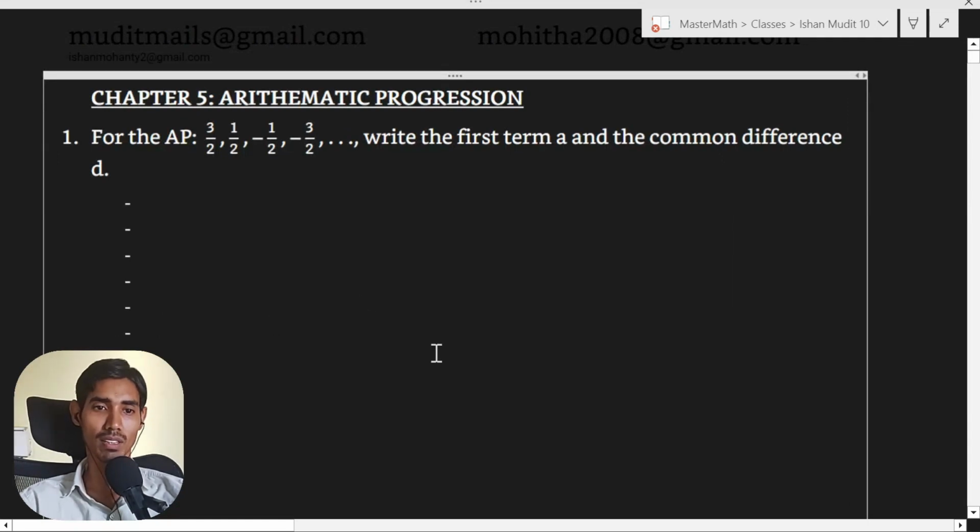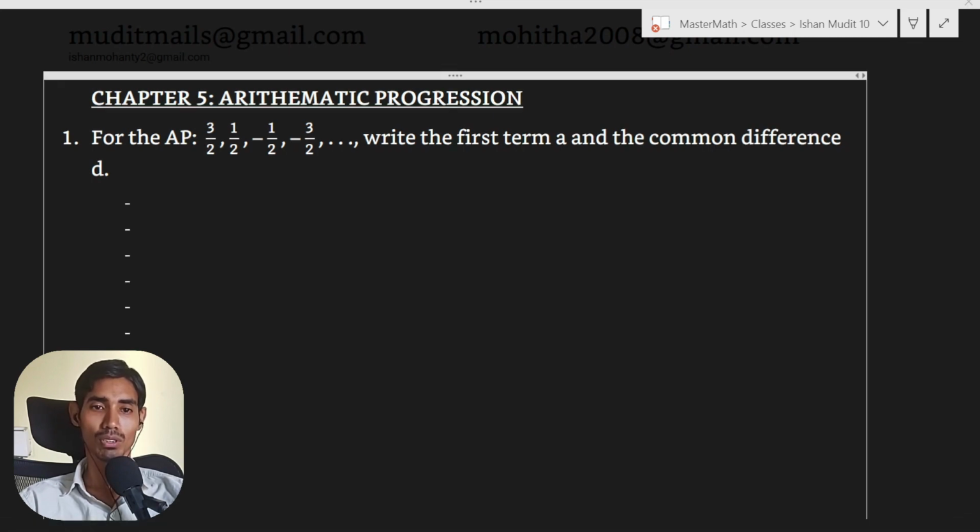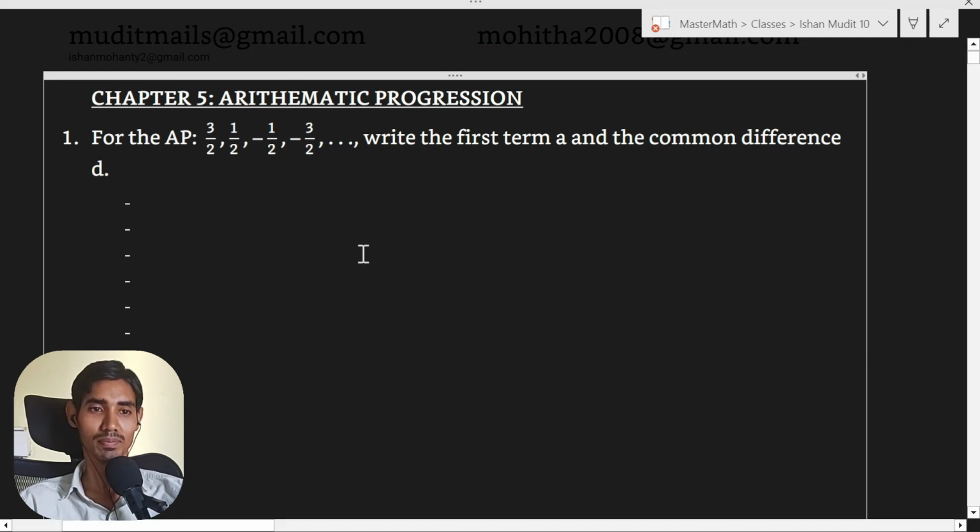So I think you can tell it orally also. Just a moment. So this is an AP: 3 by 2, 1 by 2, minus 1 by 2, minus 3 by 2. We have to write the A value and D value. So what is the A value and D value? Quickly find it. If you want to do it orally, you can, but do it right. Don't get it wrong.